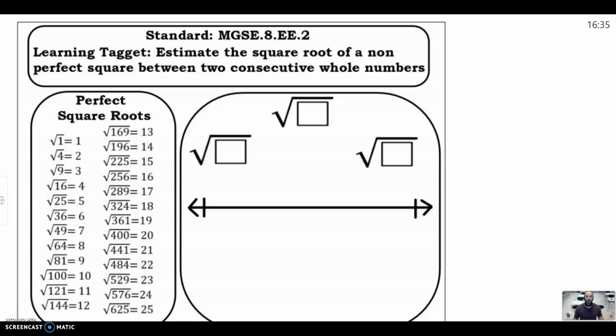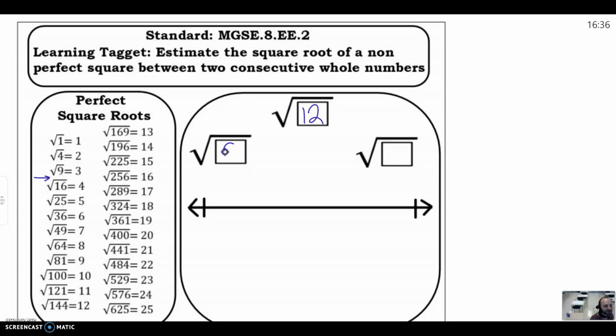Here's a great example. This is the example we did in class today. So if you're learning virtually today, this is exactly what we did in class. We're going to look at the square root of 12. The first thing that we need to do is identify the perfect square root that comes before and the perfect square root that comes afterwards. We can look at this list on the left, and the square root of 12 is going to fall between the square root of 9 and the square root of 16.